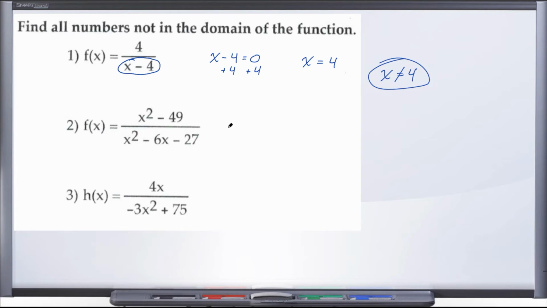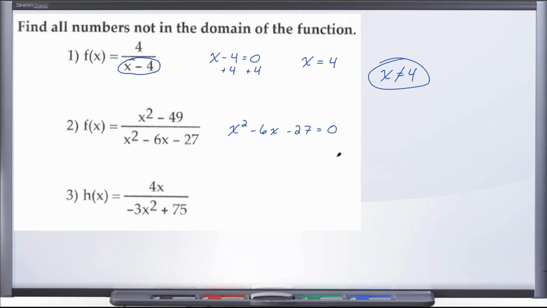All right, let's take a look here at question number 2. Again, we don't really care necessarily about what's in the numerator. We just care about what is in our denominator. So let's go ahead and take our denominator and set it equal to 0. So we have x squared minus 6x minus 27, and again, we're setting this to 0.